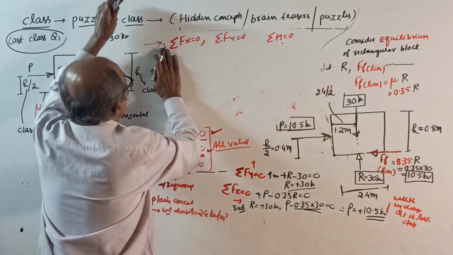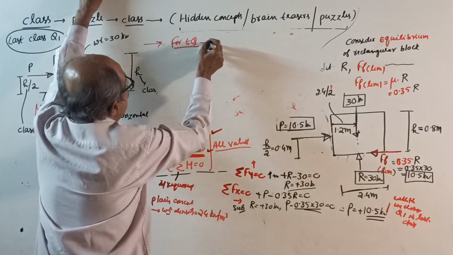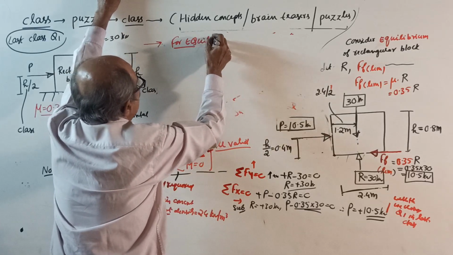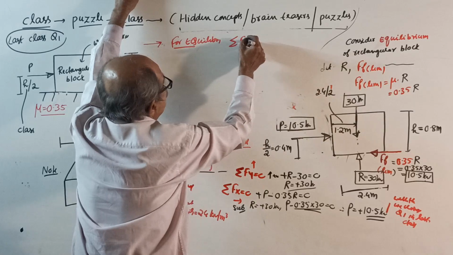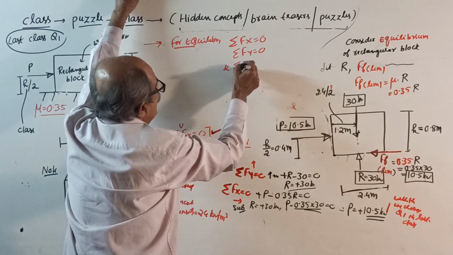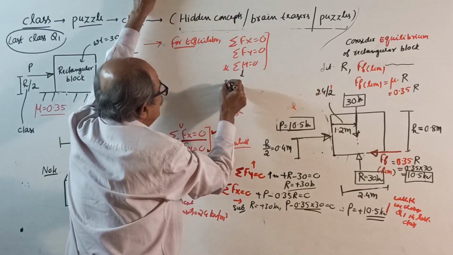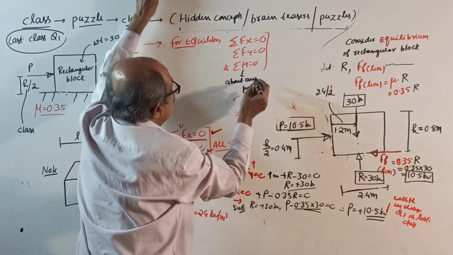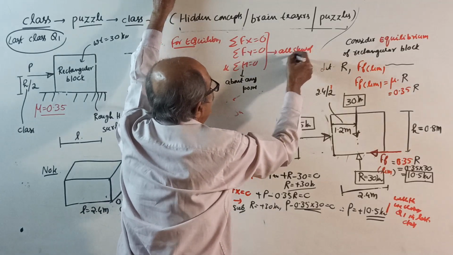Now write this. Therefore, for equilibrium, write fully correctly here: sigma fx equal to 0, sigma fy equal to 0, and sigma m equal to 0 about any point. Sigma m means about any point of your choice. So, all should be satisfied.